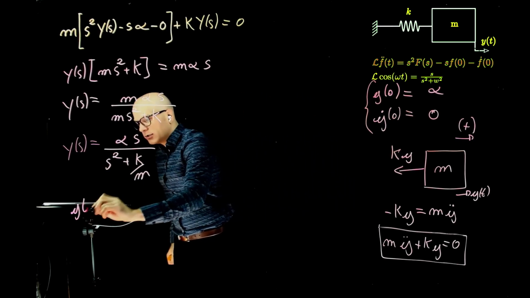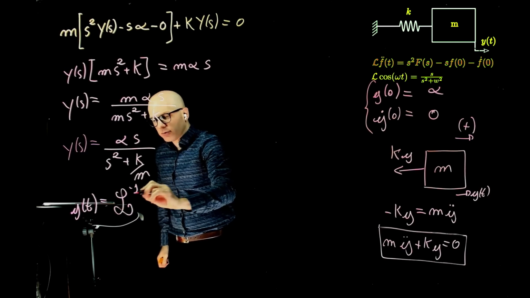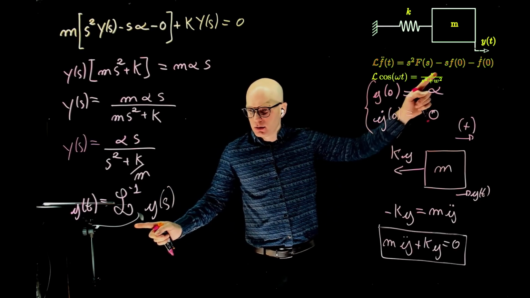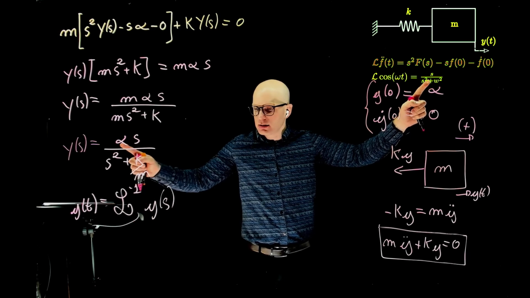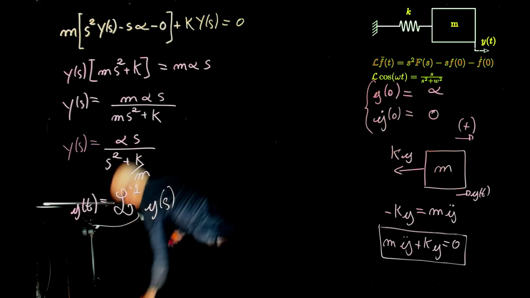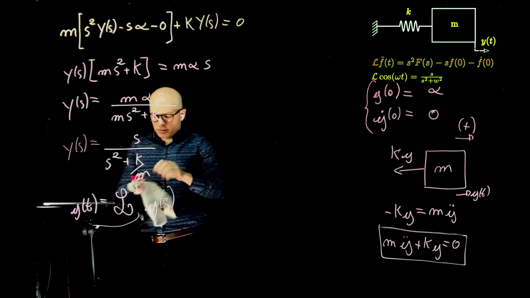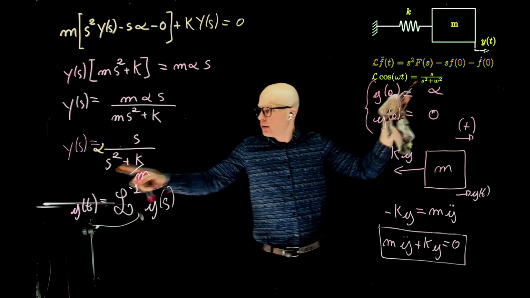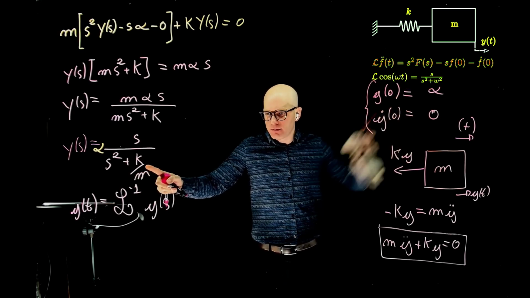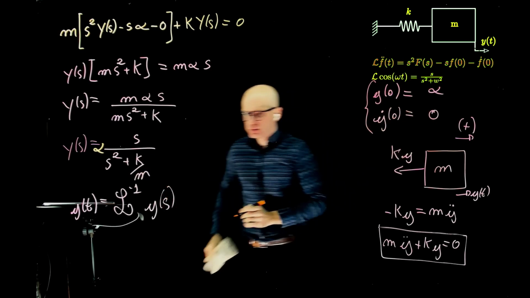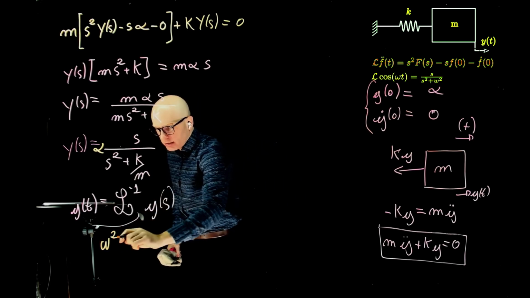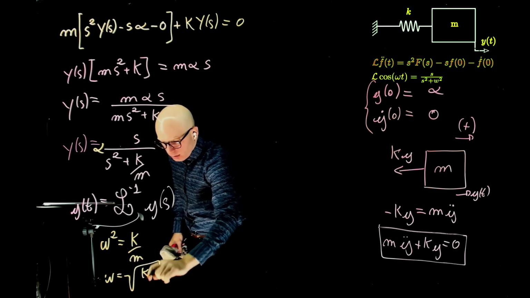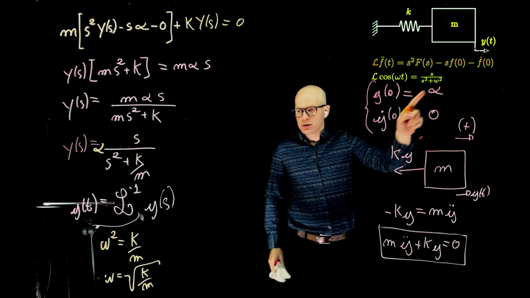What is y of t now? Y of t is the inverse Laplace transform of y of s. So we have a constant. The constant, we can write that in front of the equation. We can move that to the front. So alpha becomes alpha, it's a constant. And here we have s on top, s squared. We are all good. And we have omega squared, which is k divided by m. So omega squared equals k divided by m. Omega is the square root of k over m. All right, so this is the omega we need now.